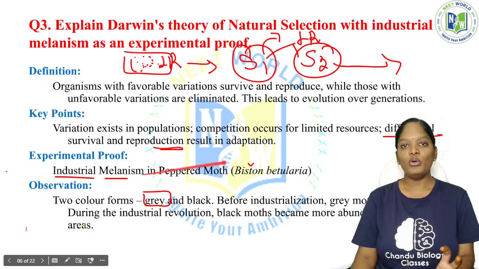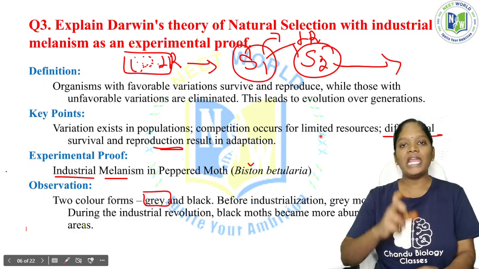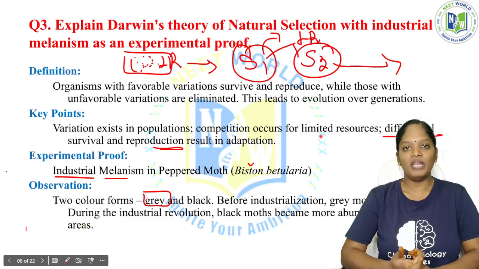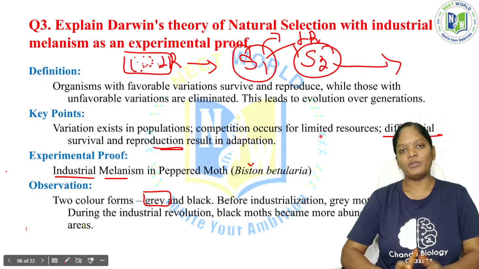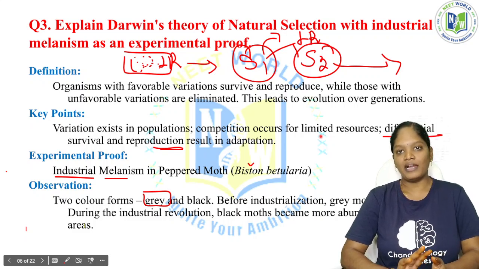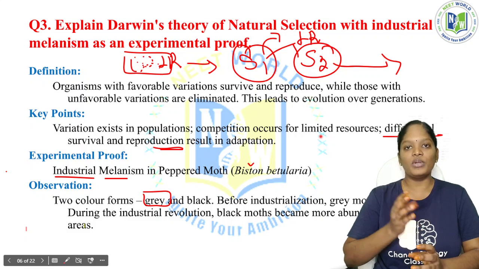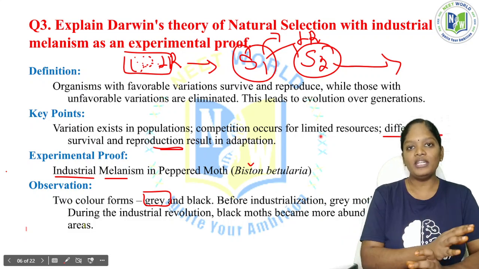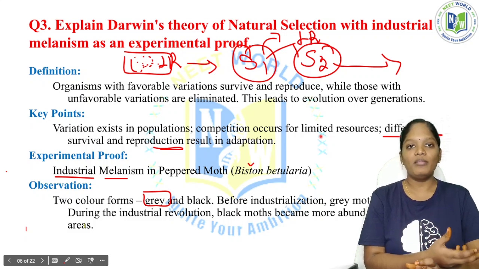See, before many industries had come, grey moths were common. We have studied about the peppered moth, that is Biston betularia. Two different colors can be seen in the peppered moth. One is grey color and another one is black color. So we have to compare two incidents: one before industrialization and one after industrialization. Before industrialization, there were no industries, no pollution. So grey color moths were common in that area.